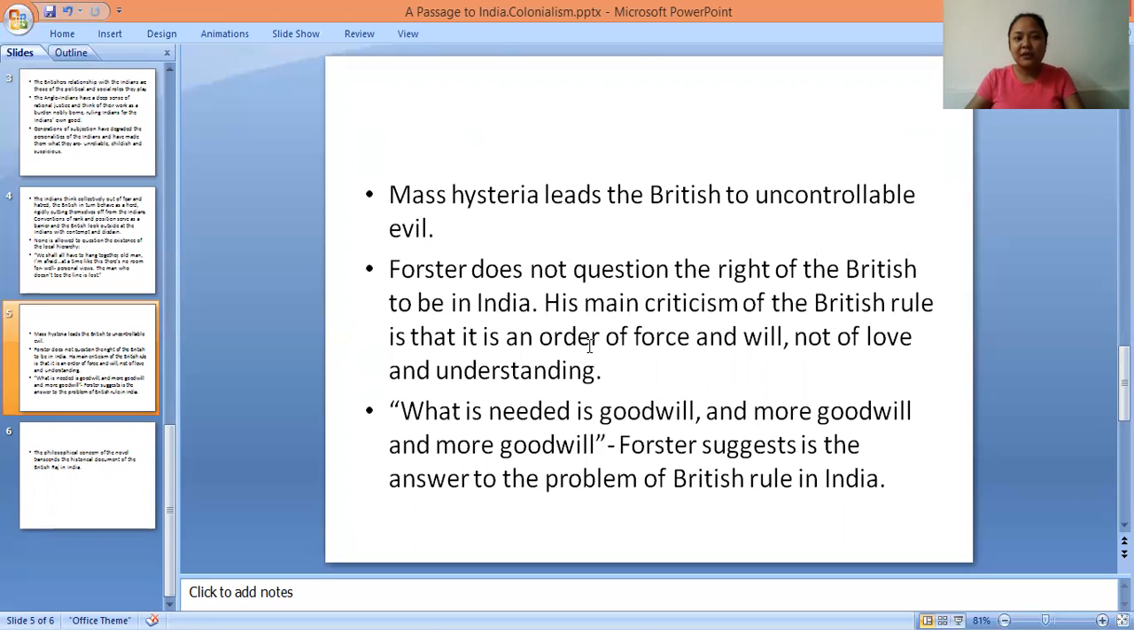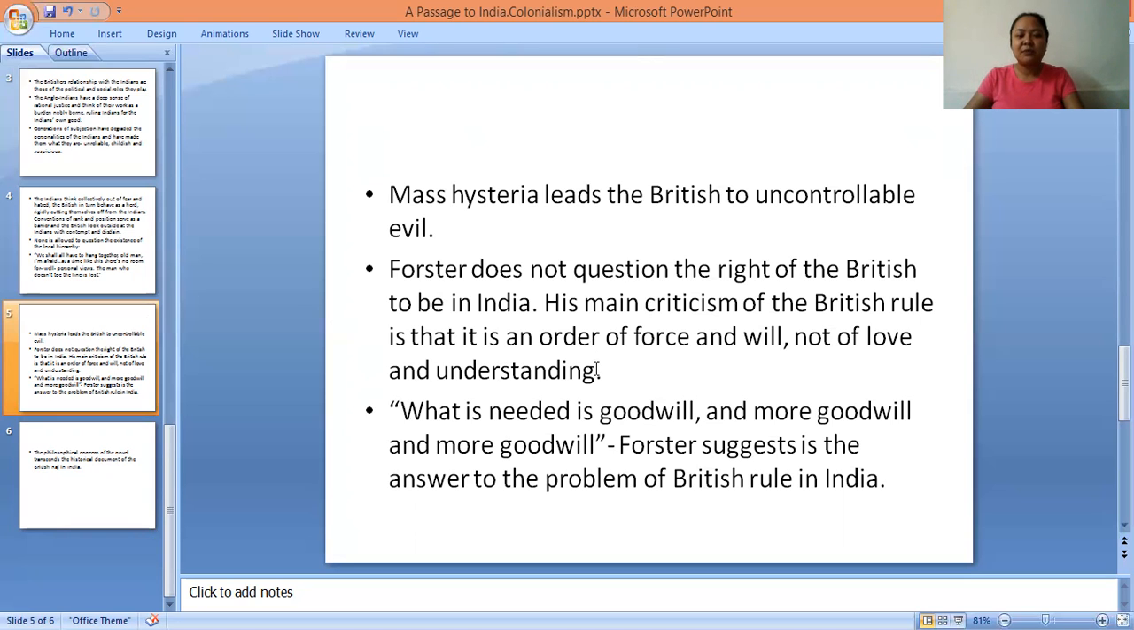Again, he's a man who values personal relationships, right? So he thinks that a good communication and a good friendship can be born between the British and the Indians, instead of this hate and fear that is present. So instead of force and will, there can be love and understanding between these two different races. And that is his main concern.